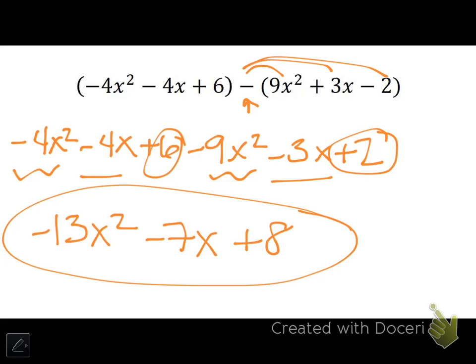So there's my answer. We can't combine these because x squared is different than x. The 8 doesn't even have an x, so we can only combine our like terms.